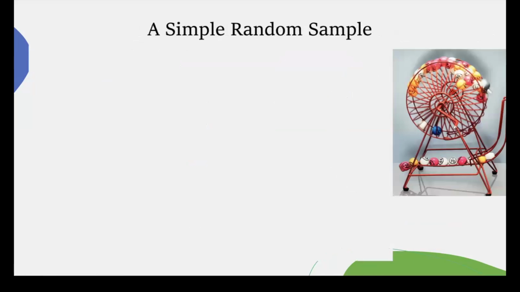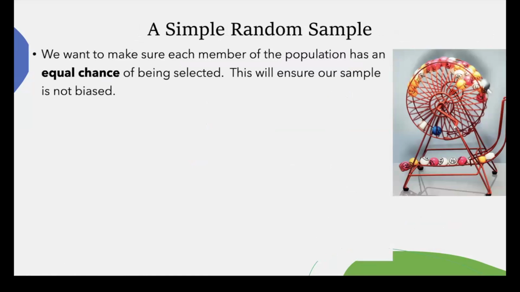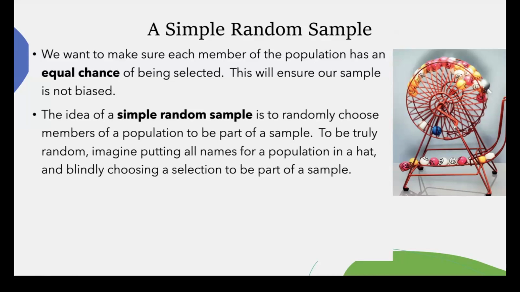Okay, and how do we do that? Oftentimes randomization can be done in a simple method. If you think about pulling lotto numbers out of a lotto machine like this, it could be done easily like this. We want to make sure that each member of the population has an equal chance of being selected. It would make sure that our sample is not biased. And we do this by randomly selecting items out of the population. That produces a simple random sample. So we randomly choose members of the population to be part of the sample.